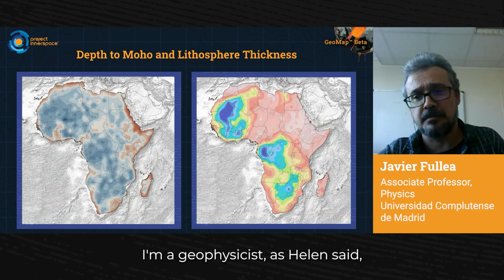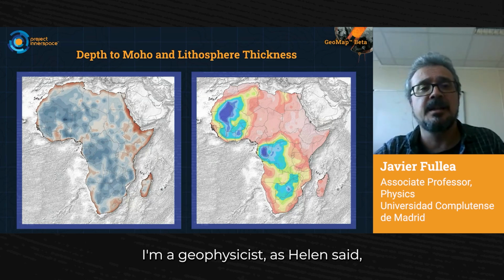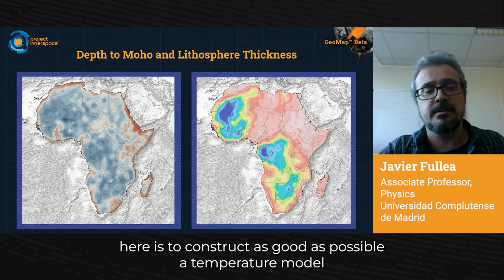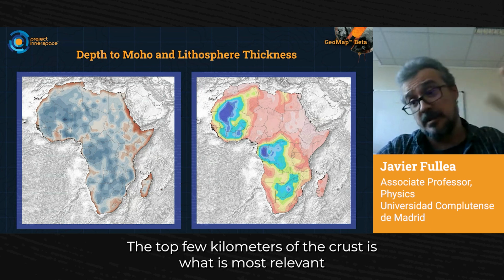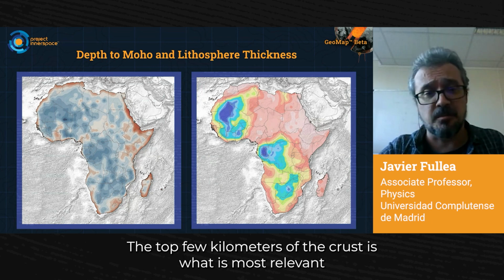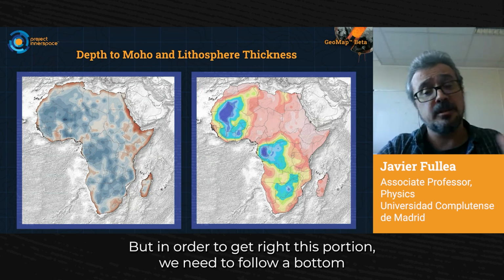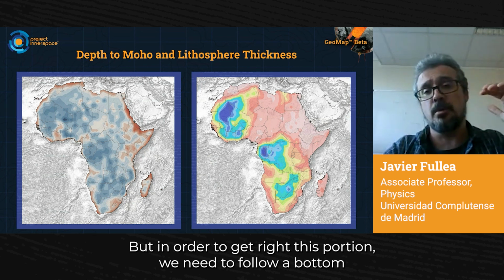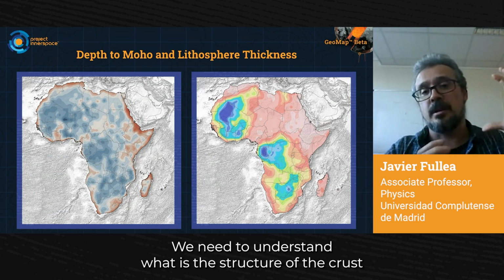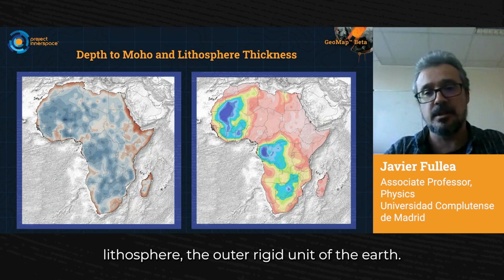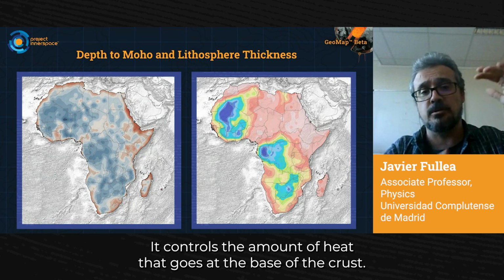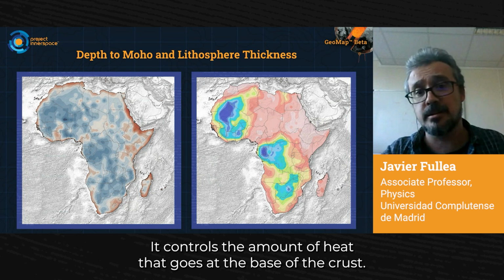So my name is Javier Fourier. I'm a geophysicist, and as Helen said, my role here is to construct as good as possible a temperature model for the lithosphere, and in particular for the crust. The top few kilometers of the crust is what is most relevant for geothermal energy. But in order to get this bit right, we need to follow a bottom-to-top approach. We need to understand the lithospheric structure. The thermal thickness of the lithosphere, the outer rigid unit of the Earth acting in plate tectonics, is very relevant. It controls the amount of heat that goes at the base of the crust.